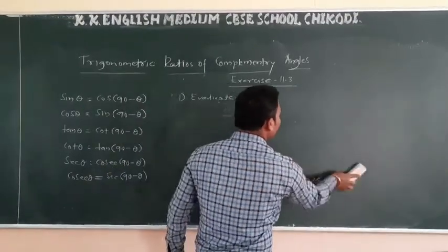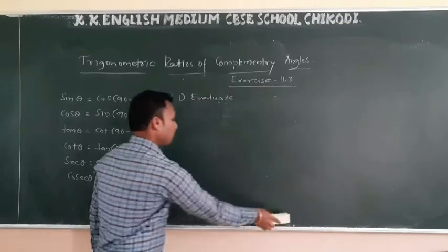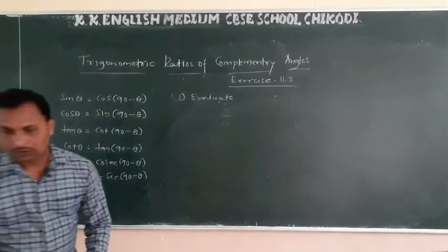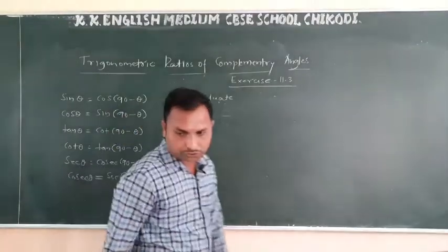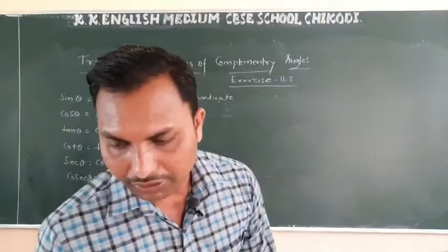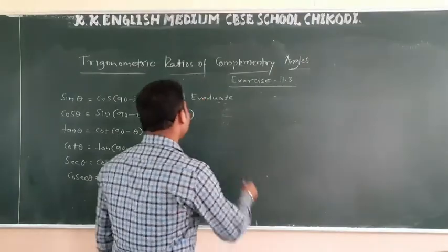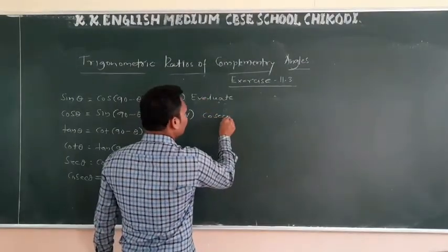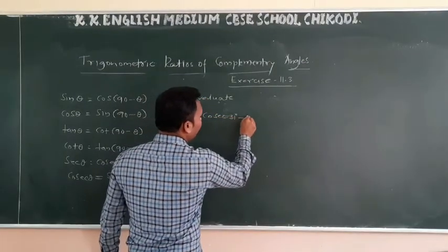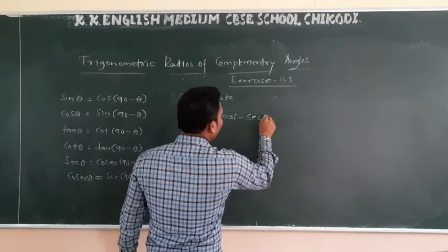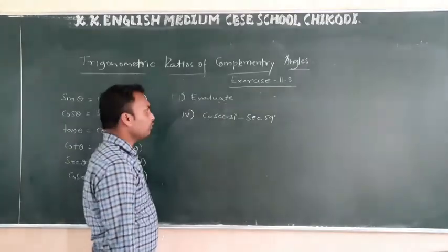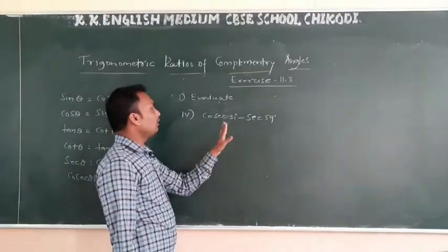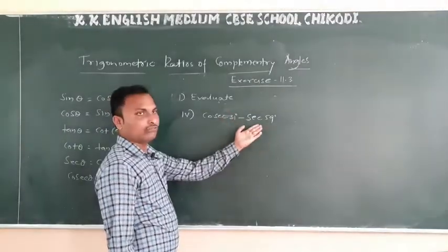Now, the fourth question we have. Let me see the fourth question. What is it? Cosec of 31 degree minus sec of 59 degree. Now this is the question. You can convert either one of them.